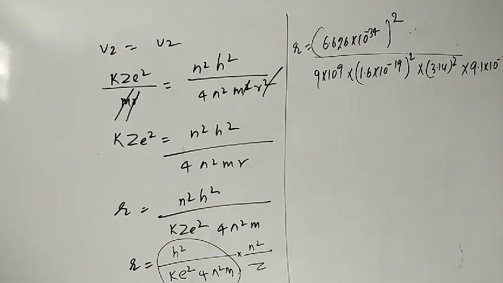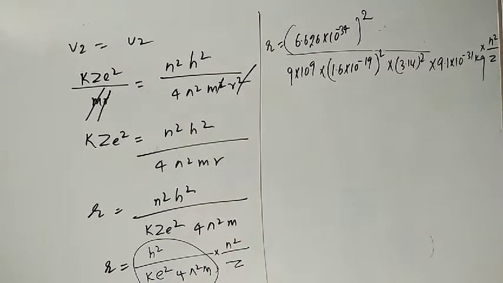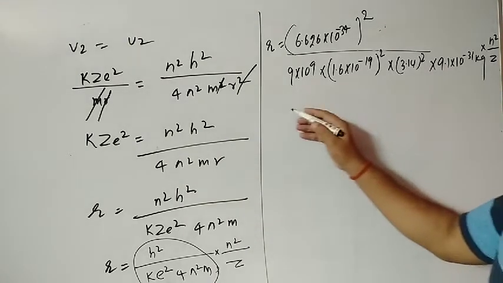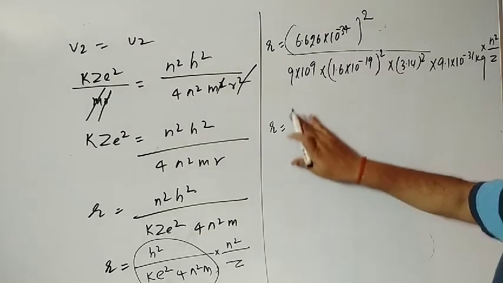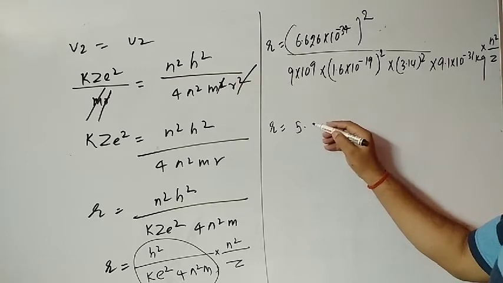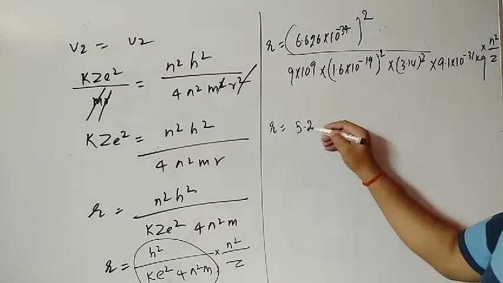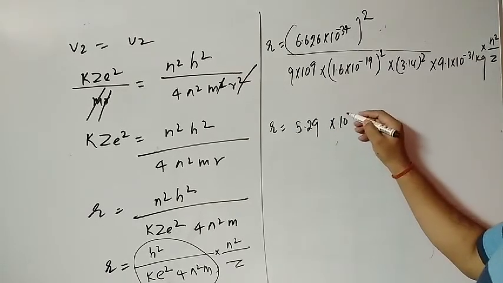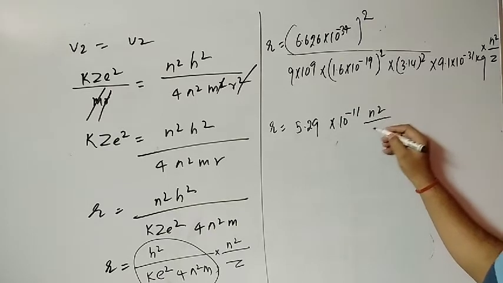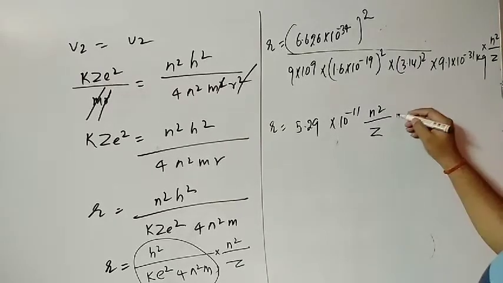Firstly this value will come in meters. So let us calculate. If you calculate all this, it comes to 5.29 into 10 power minus 11 times n square upon z. This value is in meters, dear students.